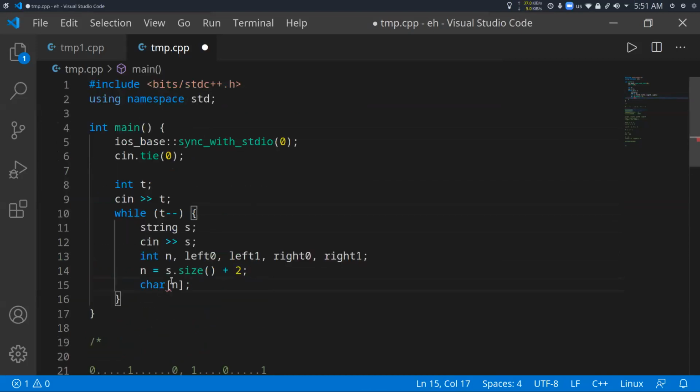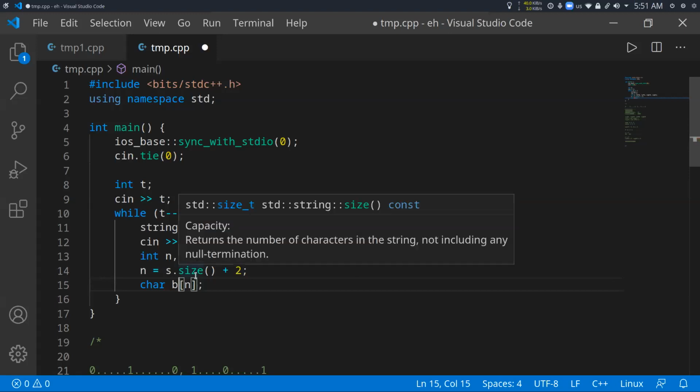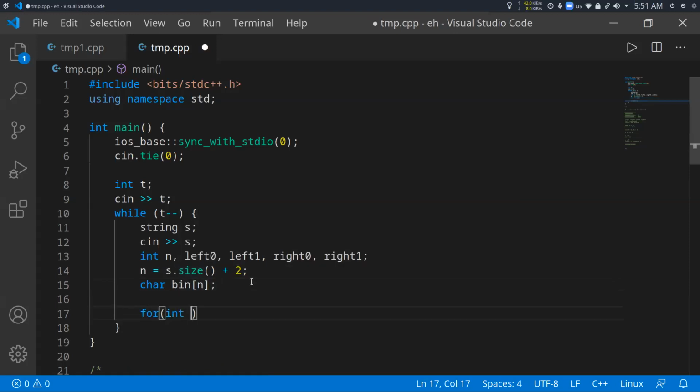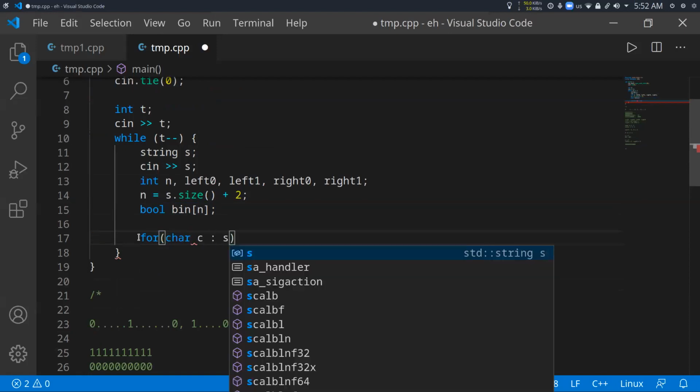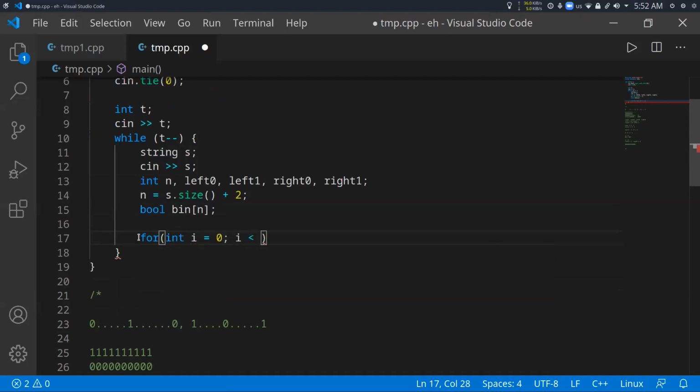Okay. So here, a character array, let's call it B for the binary string. I will fill this array with this binary string, but starting from index 1, until index n. Actually I don't have to make it character, I will make it bool, because it's only 0 and 1. So for int I, up to the size, I plus plus.